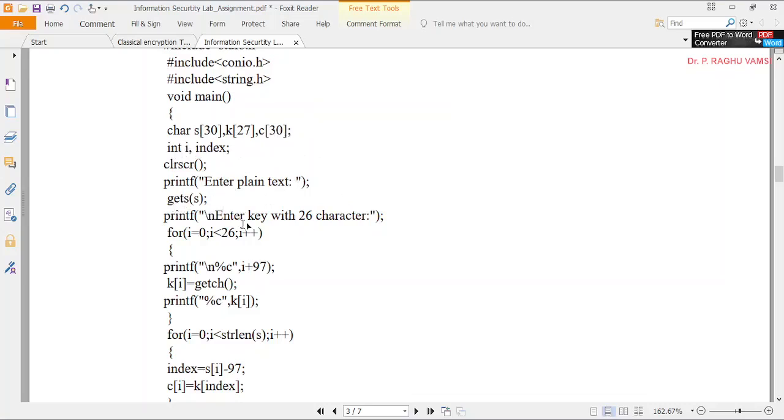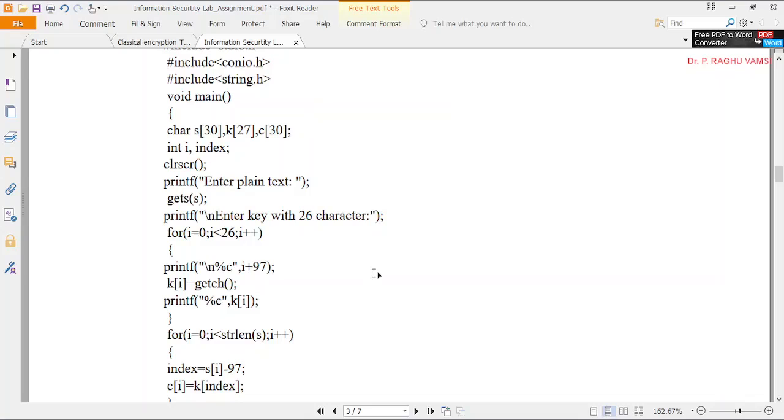The plain text has been captured. Enter the key with 26 characters. So here the key should be of length 26. And for I is equal to 0, I less than 26, I plus plus, printf percentile c, I plus 97. So what is this 97? The character sets are there: capital letters start from 65, and small letters start from 97.